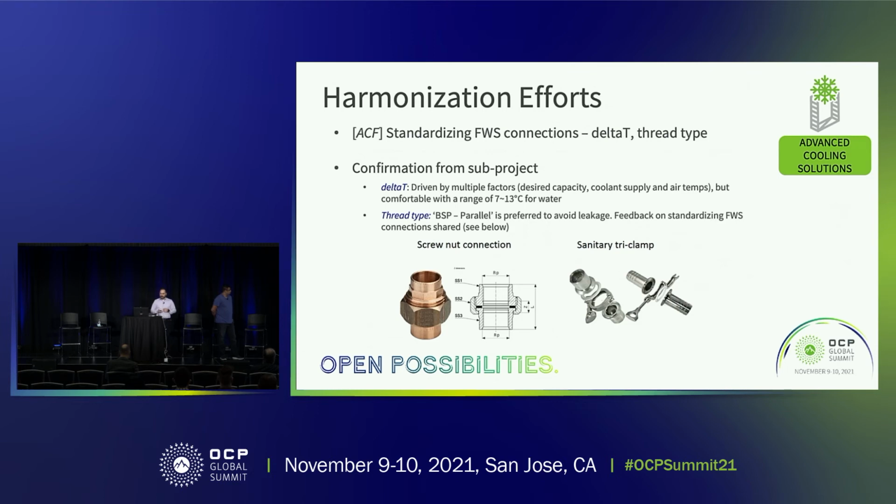Another important point is the thread type of the connections. We thought about different solutions, but the best idea was to use BSP parallel systems in order to avoid leakage in the system and losing water. And this is because these connections are also very common around the world. And we don't want to use connections that are specific only to Europe, the US, or Asia.